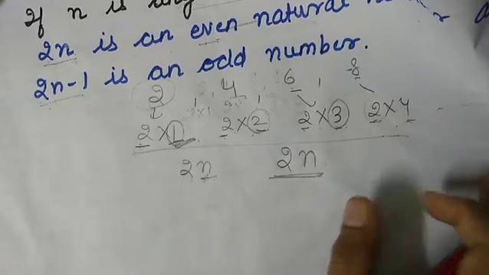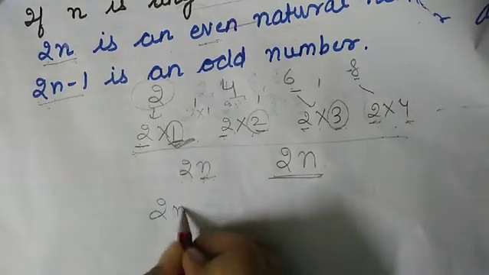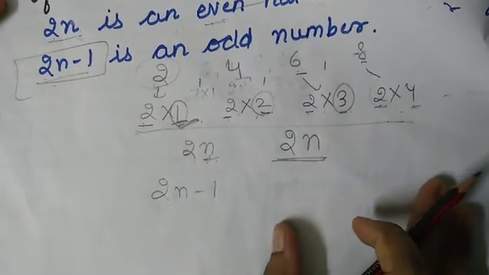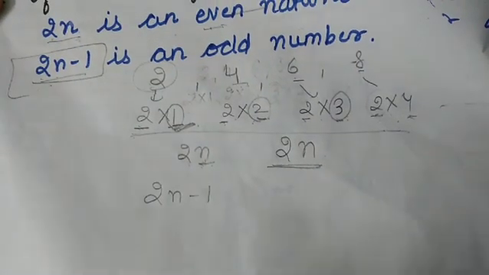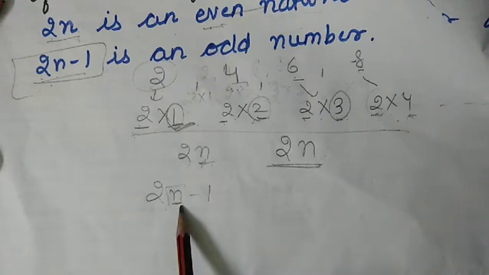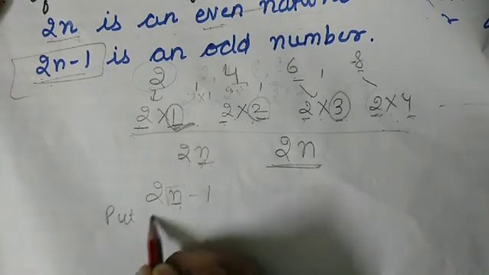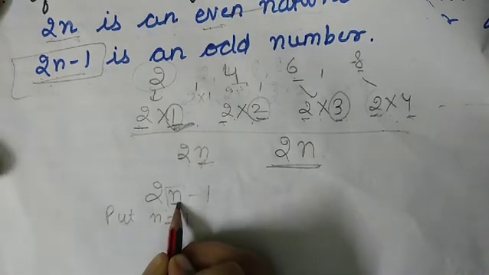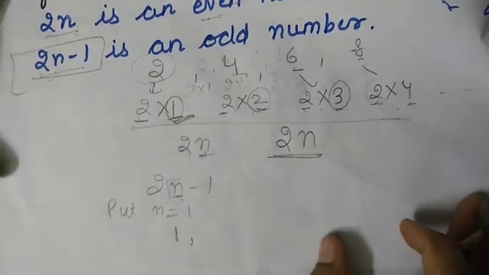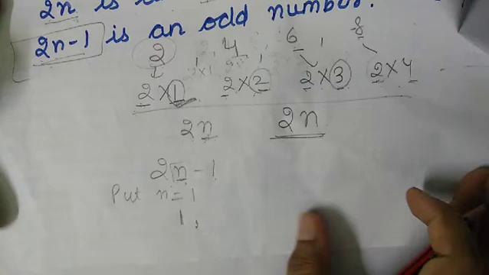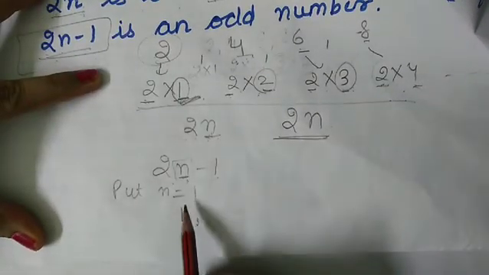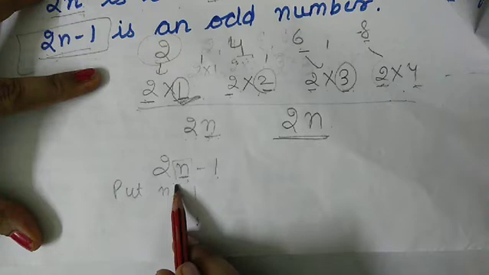Now come to odd numbers, that is 2n minus 1. They are saying 2n minus 1 is always an odd number, so let us check this. Here n is a natural number, so I will start with 1. Put n equals 1, so it will be 2 into 1 minus 1, which is 1. I am making a series by putting the values of n, and since natural numbers start from 1, first I put n equals 1.